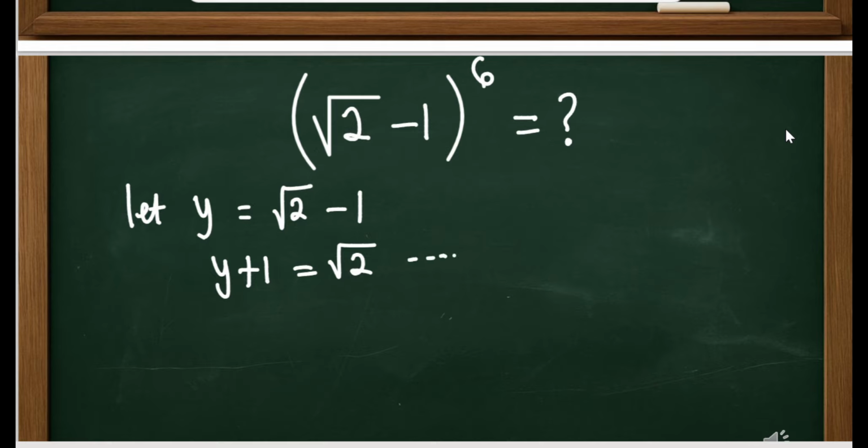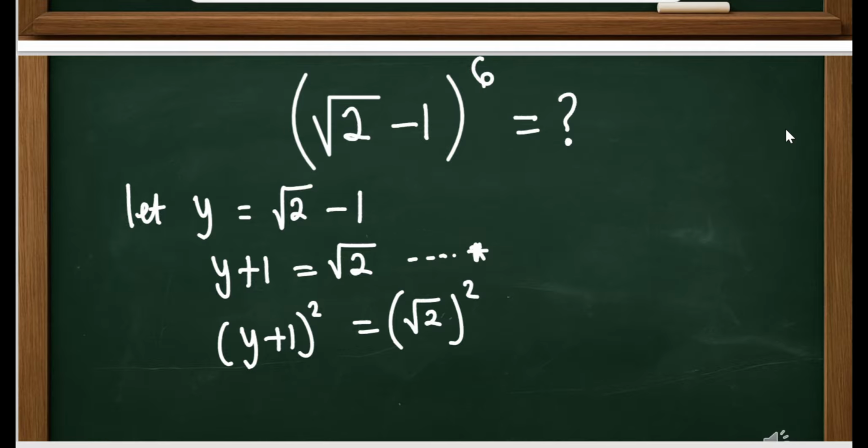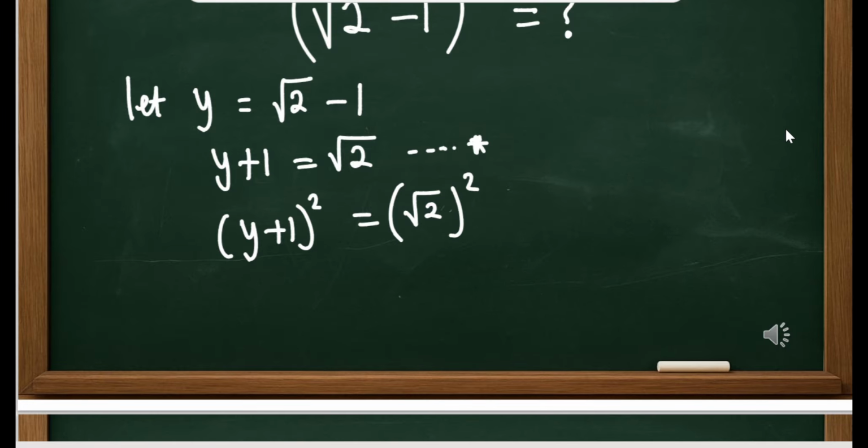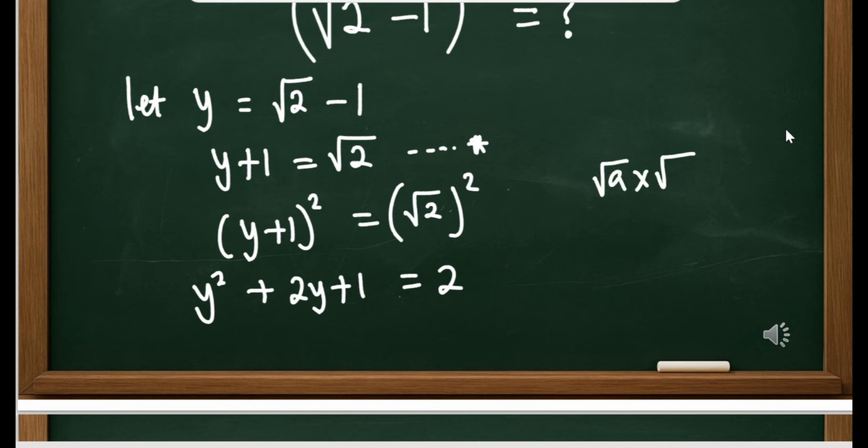Let's take note of this equation. I'm going to call this equation star. Now squaring both sides, here I can have y plus 1 squared equals the square root of 2 all squared. Now, simplifying this, we have y squared plus 2y plus 1 equals 2. Why? Because there's a rule of indices that says the square root of a times the square root of a equals a. So this is what we've gotten.